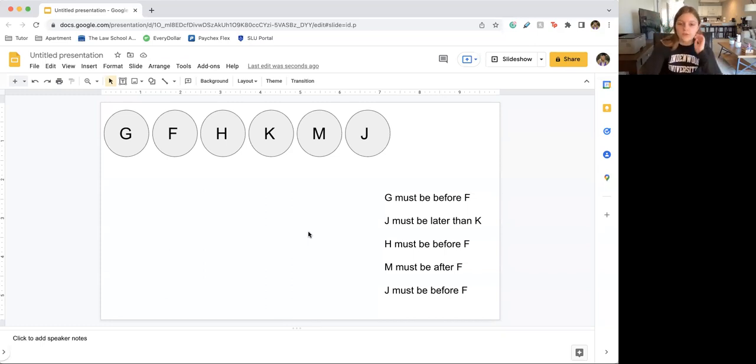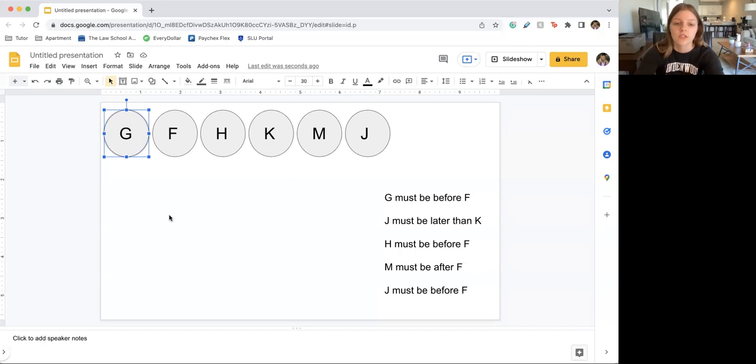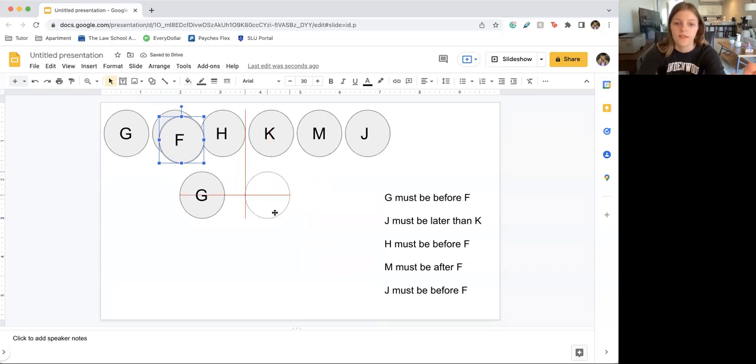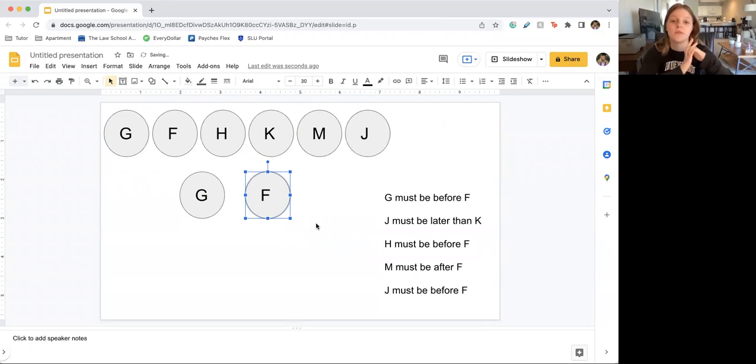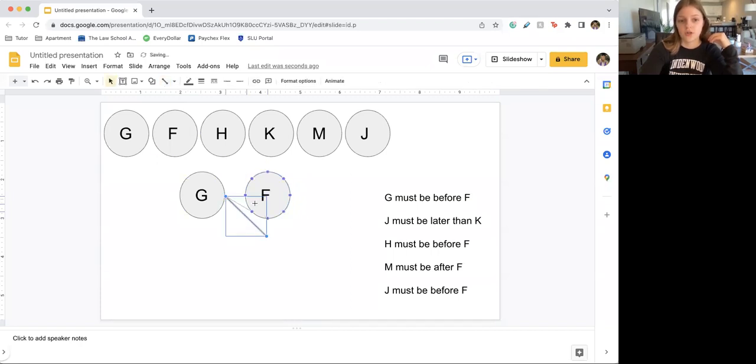So for example, for our first rule, we have G must be before F. So I'm going to take my variables over here. So I have one G and I have one F. Bear with me. And if G must be before F, it's not telling me that it has to be immediately before or immediately after. It's just saying it has to be some time before. So what I could do is draw a line between G and F to show that G is going to be before F.